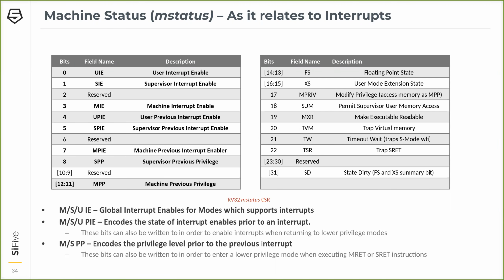And this enables you to turn on interrupts when moving from a higher privilege mode to a lower privilege mode. And the same is true for the previous privilege level as well. MPP, you'll see here in bits 12 and 11. These bits also can be written to, and this is how you would change from a higher privilege mode to a lower privilege mode. And I'll talk about that in a little bit.